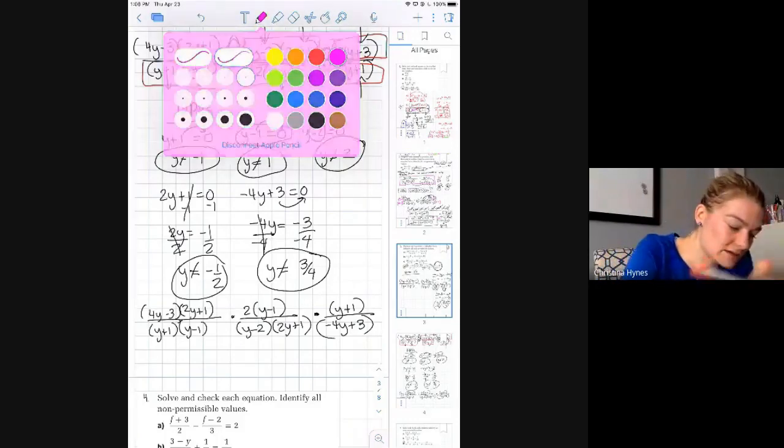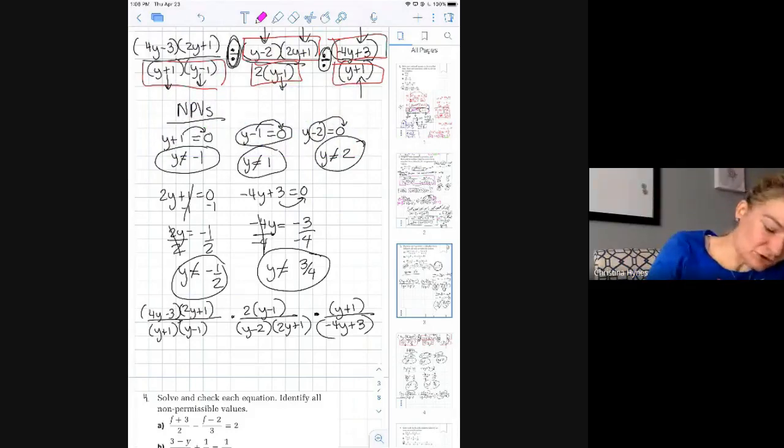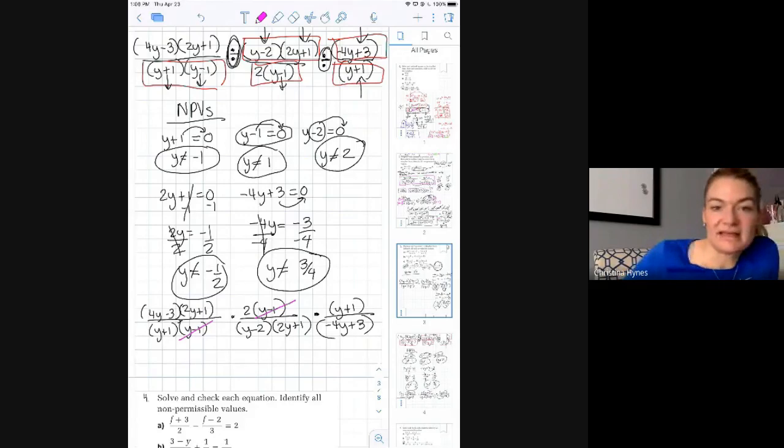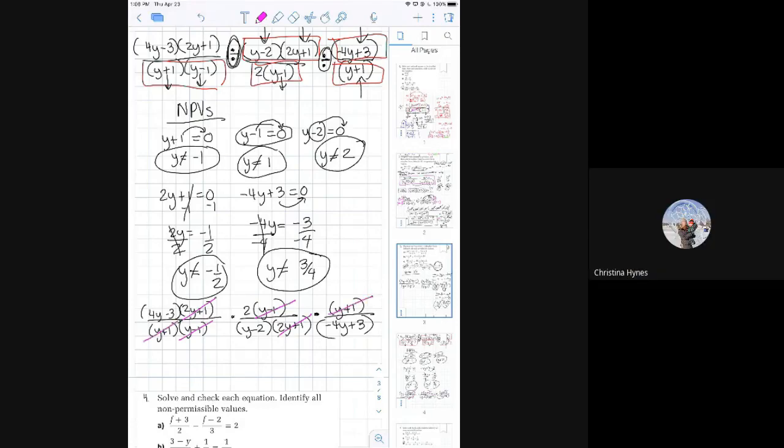And this is where you cross things off. This is my favorite part. Anytime you have a factor in your numerator and the same factor in your denominator, they can cross each other off. So those are identical, so they can cross each other off. And then I have a 2y plus 1 and a 2y plus 1. I have a y plus 1 and y plus 1.